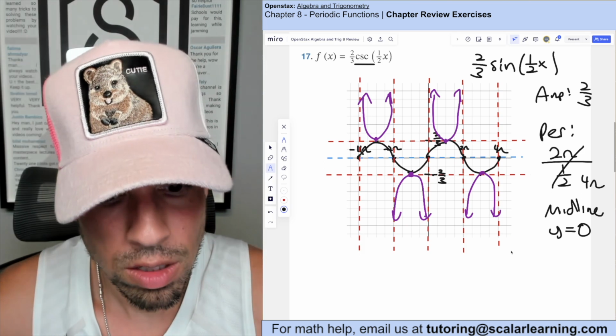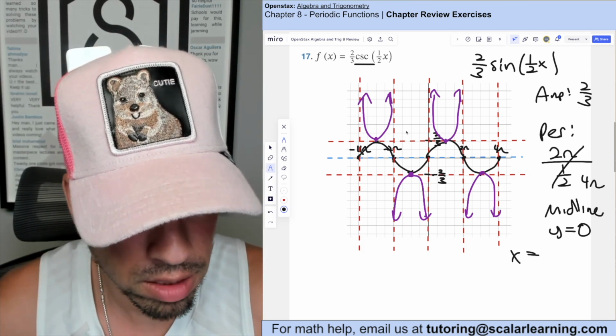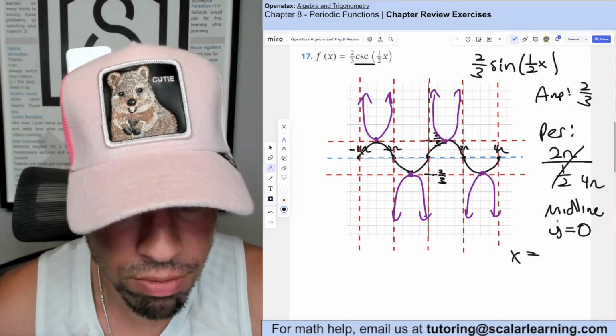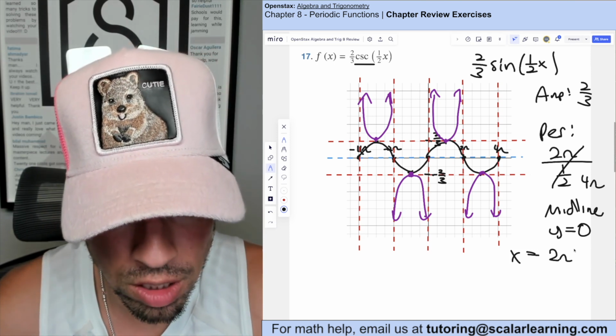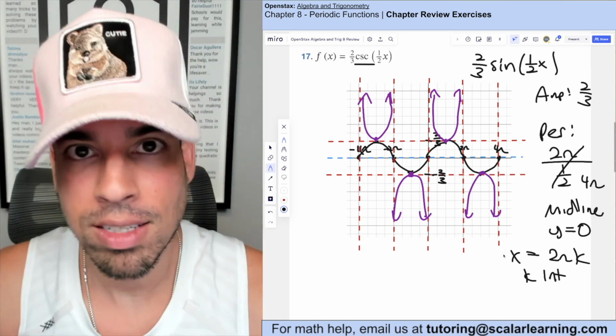And then the last thing we need is our equation for these vertical asymptotes. So I see one occurring here at actually 0 and then 2 pi and then 4 pi. So they're multiples of 2 pi. So I can just say 2 pi k, where k is any integer. That's how you graph it.